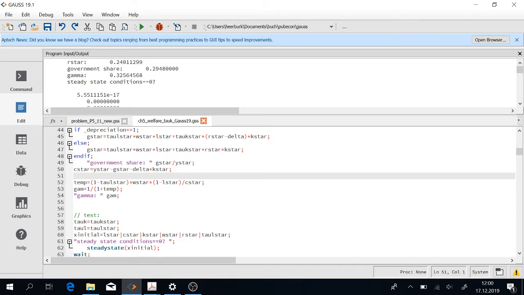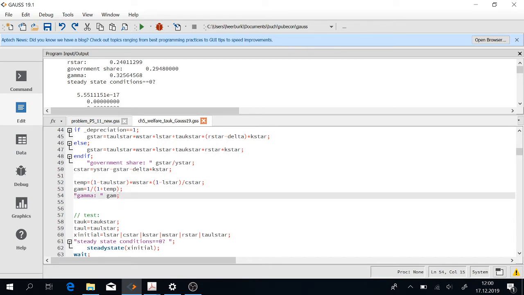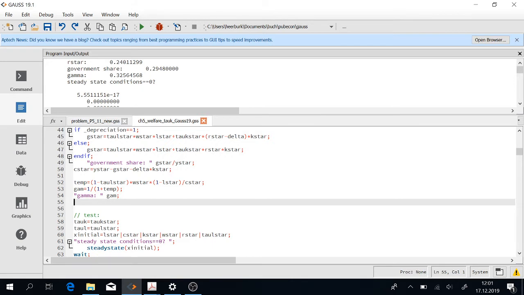With the help of the first order condition on labor, we can compute the parameter iota, the weight on consumption in utility. Here in this program, I have named it GAM. And you can see our initialization, calibration of this parameter is equal to 0.3256. That's the weight of consumption in our Cobb-Douglas utility. Leisure has the weight of 0.67.